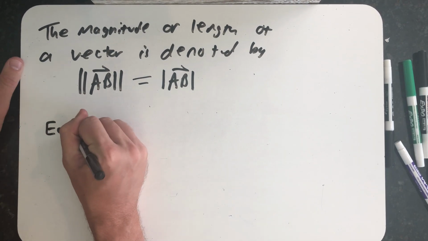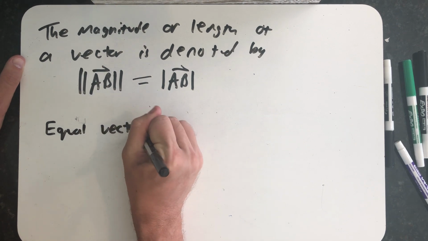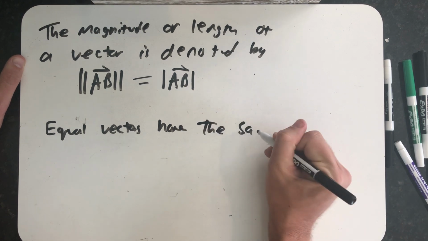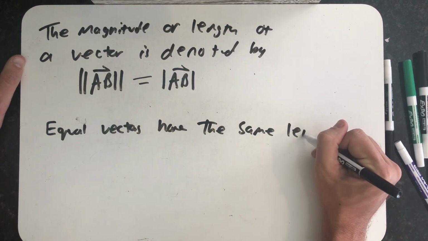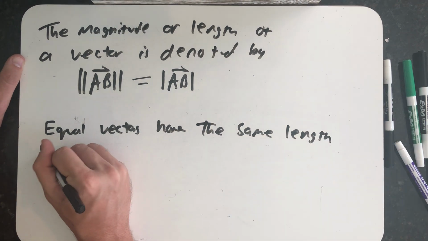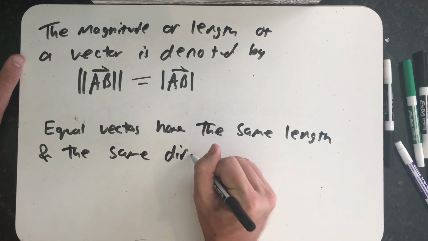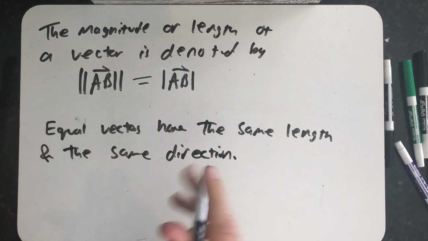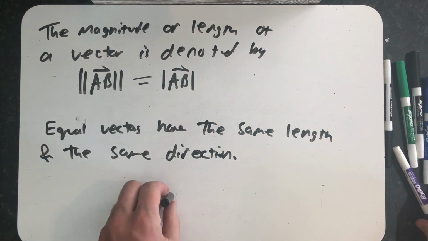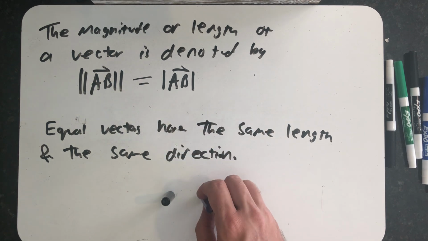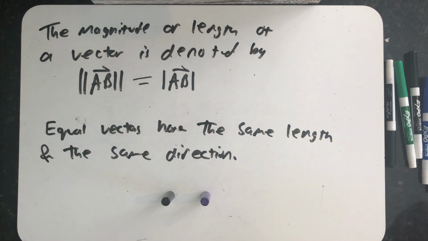Equal vectors have the same length and the same direction. So one way I like to think about this is if I take two identical objects, two marker caps sitting here, and I apply the same force to them. When I say the same force, I mean the same amount of force and in exactly the same direction. The same thing should happen to these two identical objects.